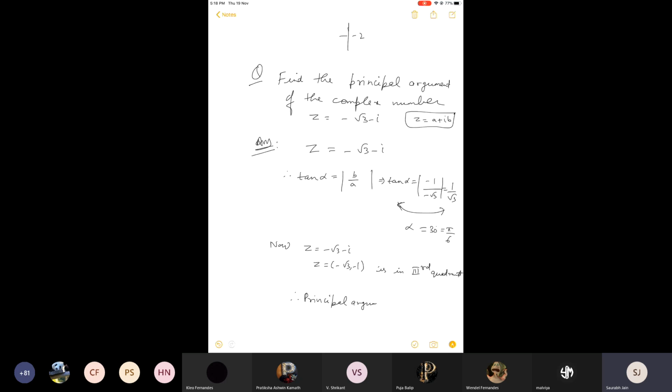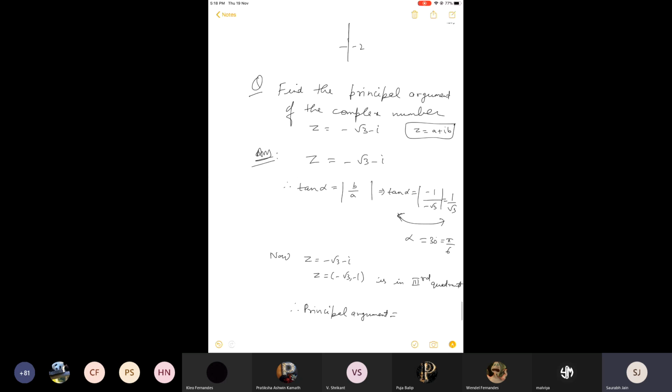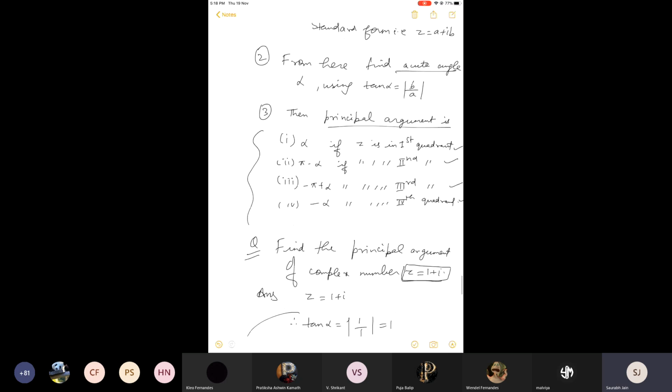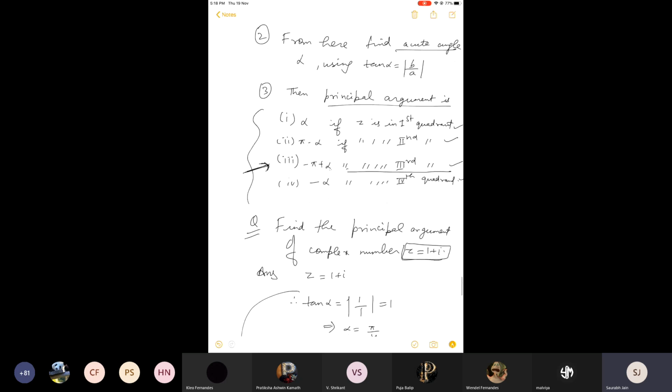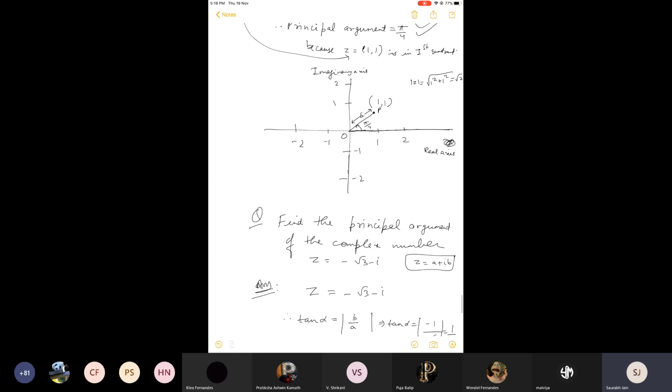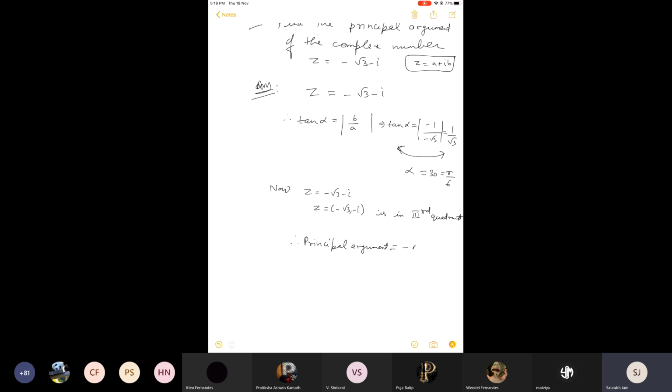For third quadrant, we just need to remember that table. Principal argument in third quadrant will be equal to, let us see. See this, third point. In third point, principal argument is minus pi plus alpha, where z is in third quadrant. So what will be your principal argument? Principal argument will be minus pi plus alpha. And the answer will be minus 5 pi by 6, which is minus 150 degrees.